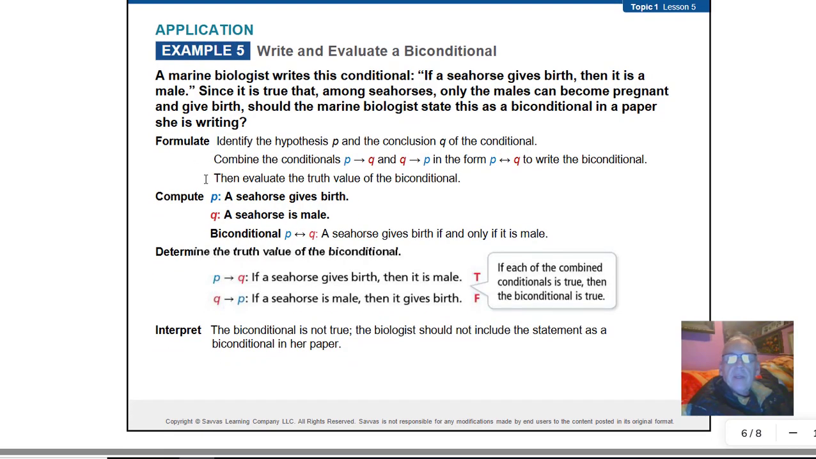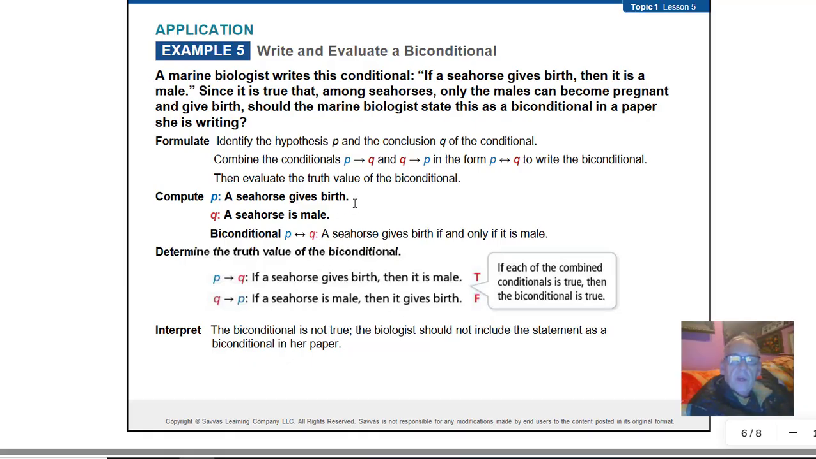Write and evaluate a biconditional. A marine biologist writes this conditional: if a seahorse gives birth, then it is male. Since it's true that among seahorses only the males can become pregnant and give birth, should the marine biologist take this as a biconditional in a paper she is writing? So a seahorse gives birth if and only if it is male would be the statement.